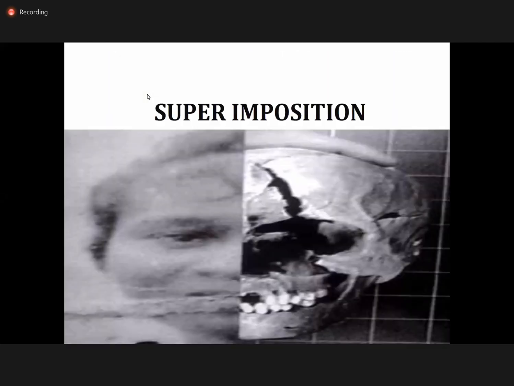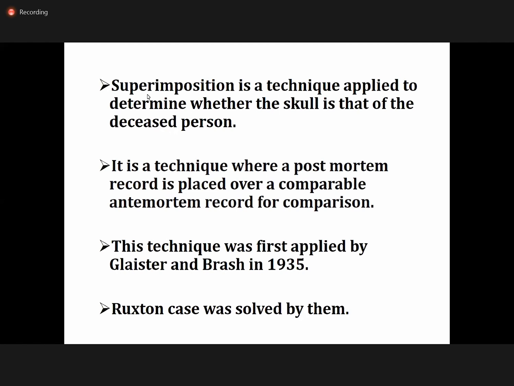Last is superimposition. Superimposition is a technique which is applied to determine whether a skull is of the deceased person. What you do is take a photo taken when the person was living and enlarge it, and the X-ray which you take postmortem is also enlarged. Then the two enlarged images are placed one on top of the other, superimposed. This technique was applied in the Ruxton case.